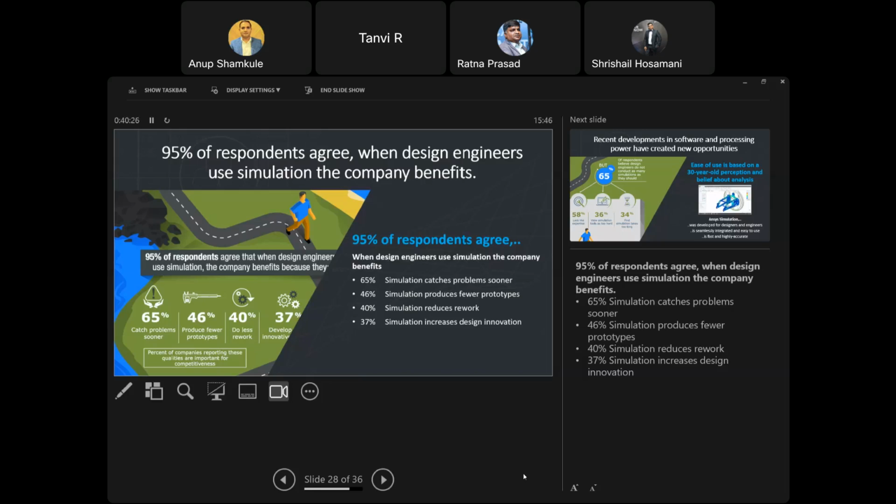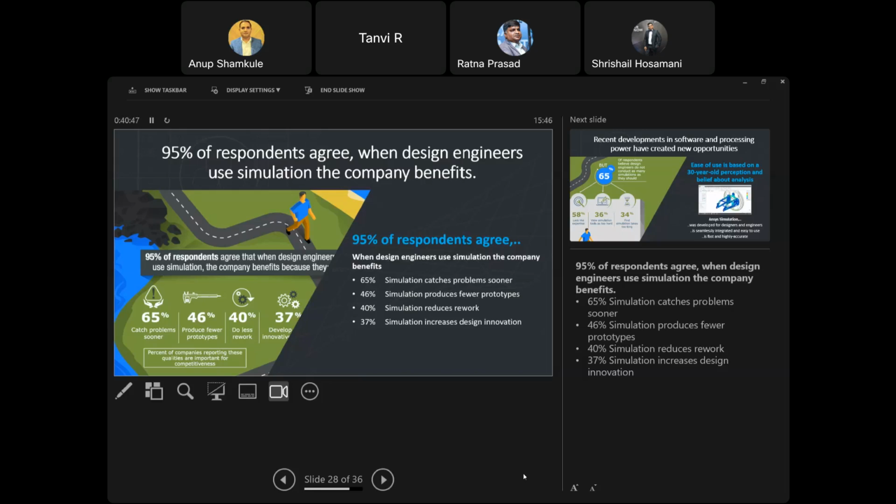Actually, companies are developing, even PTC, the simulation-driven design products which we are discussing. It's all aimed at increasing the capability of design engineers so that they can straight away use it. It doesn't require a lengthy learning curve.